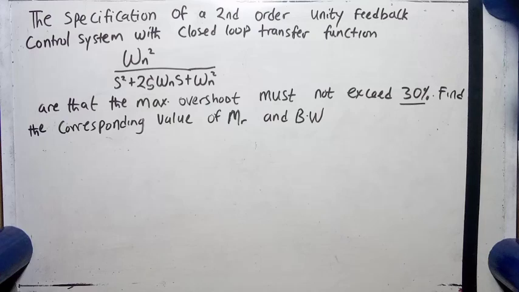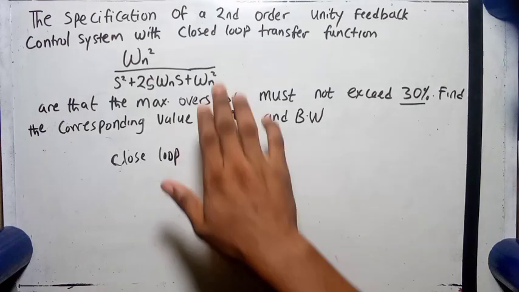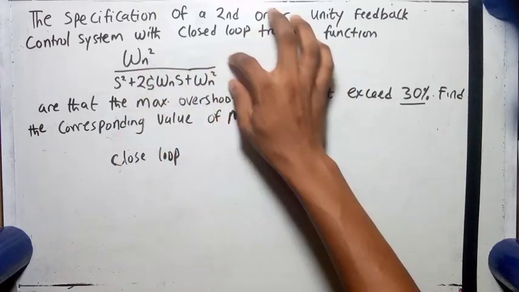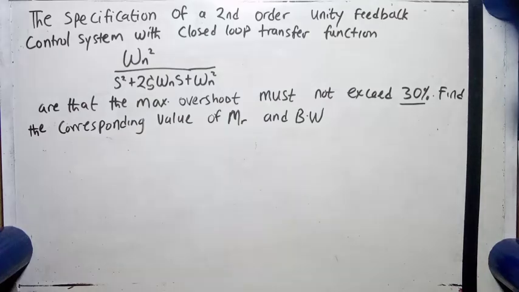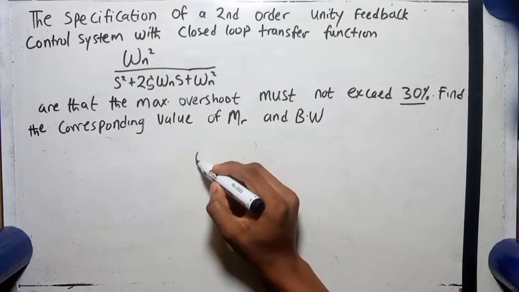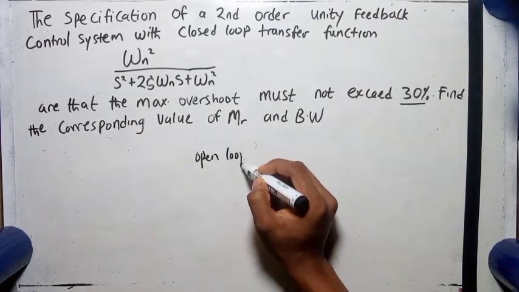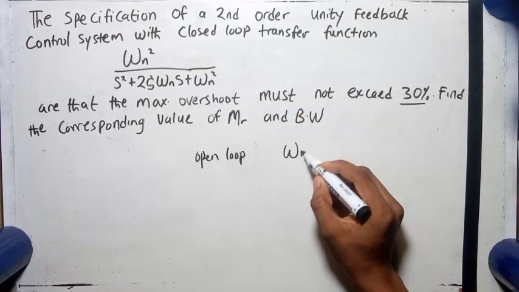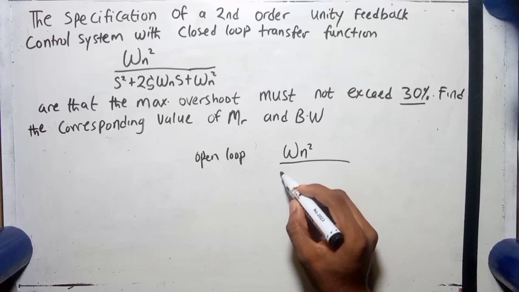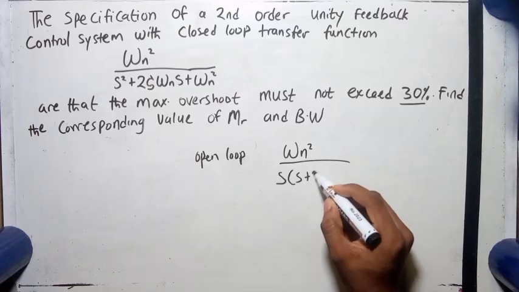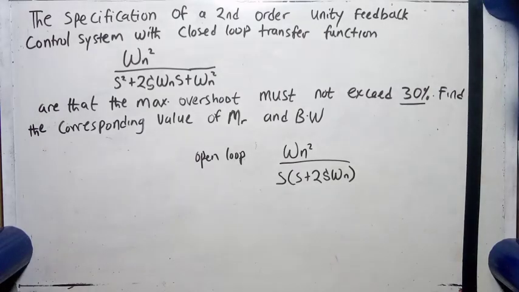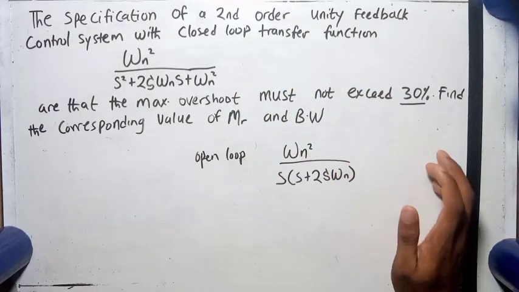So before we start solving, I want to make one thing clear. What was given to us was the closed loop transfer function for a second order system. This is the expression for it. For open loop, for the same second order system, this is the expression for it. So they are not the same. Don't get confused. They're not the same thing.